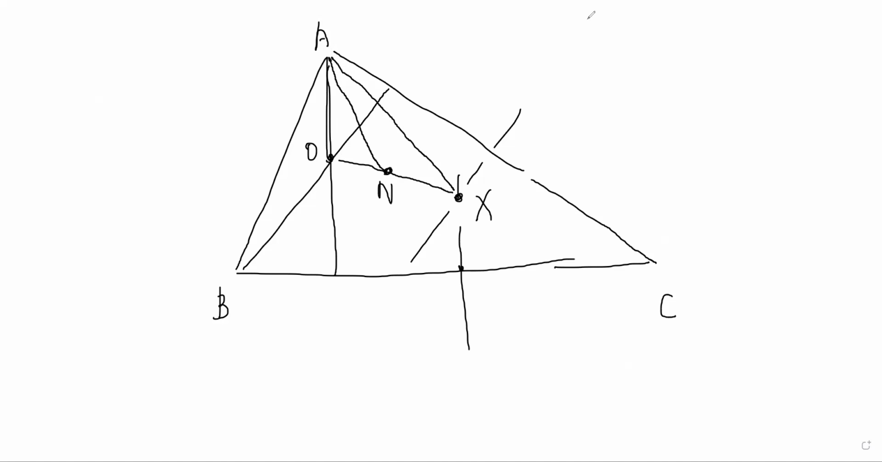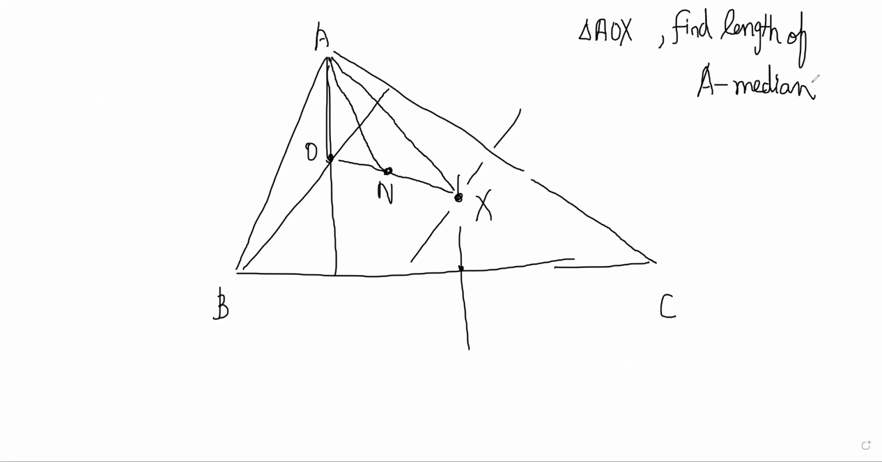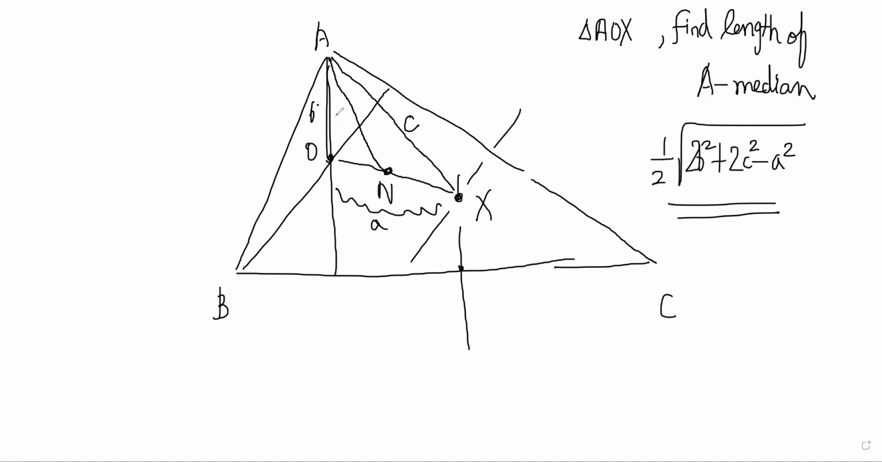So in triangle AOX, if you find the length of the median, that will be the distance of the 9-point center from vertex A. It will come out to be half of the root of 2b square plus 2c square minus a square, where this side is called a and these sides are b and c. But this still would be a bit lengthy. There is no other shorter way.